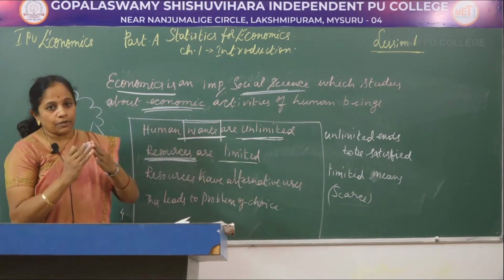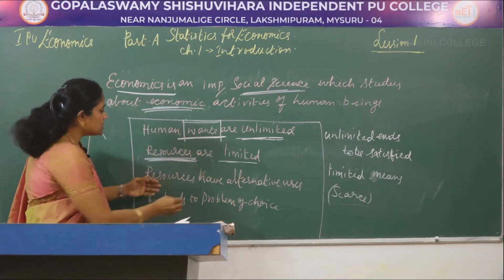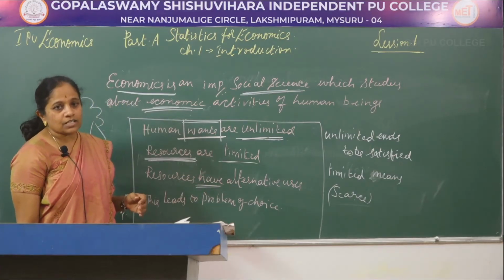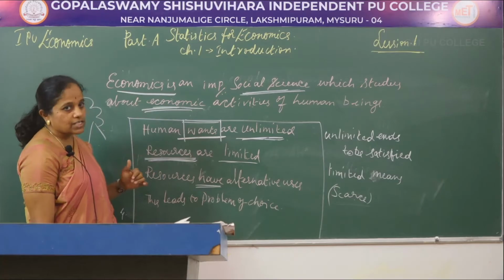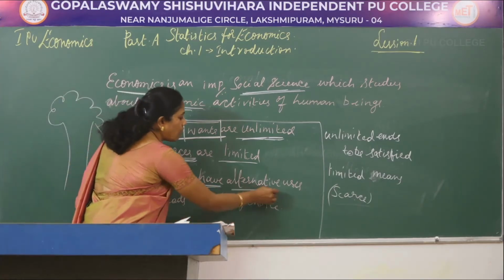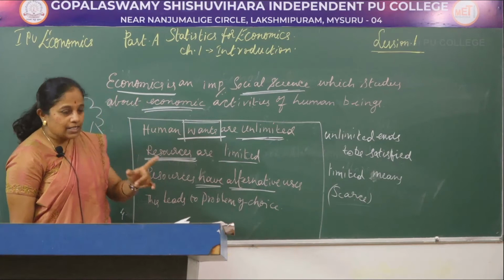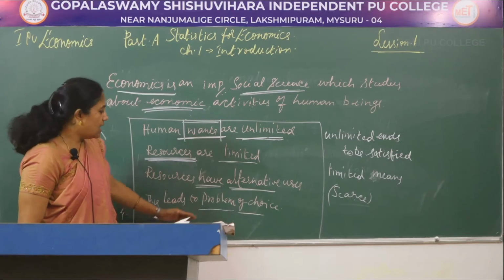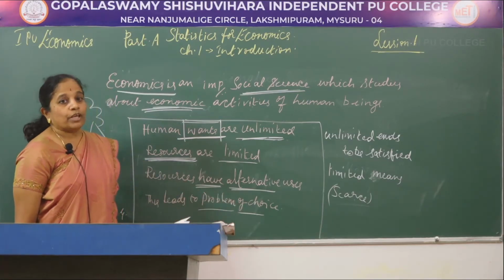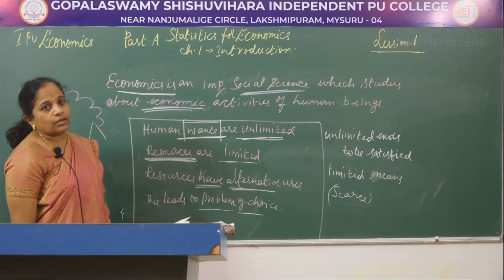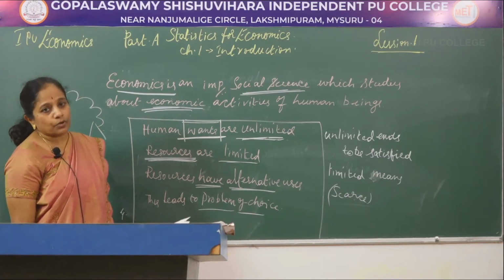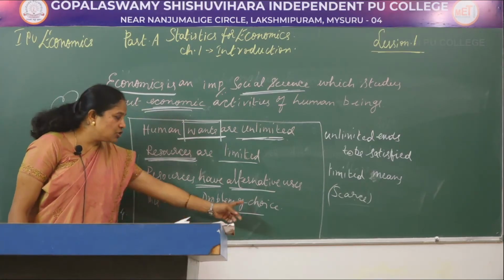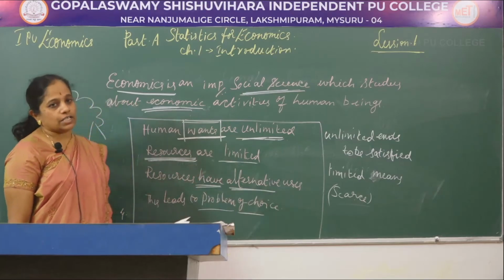But the only comfortable thing in this is that these resources have alternative uses. We can make use of these resources that are available by nature as a free gift alternatively, and again it is leading to a problem of choice. Alternative resources are there, but it leads to a problem of choice. Therefore there are 3 important problems of an economy, that is what to produce, how to produce, for whom to produce. So this problem of choice is due to the existence of alternative uses.